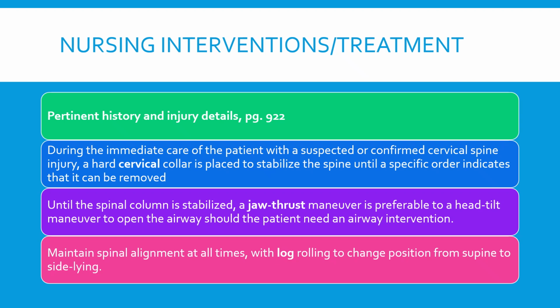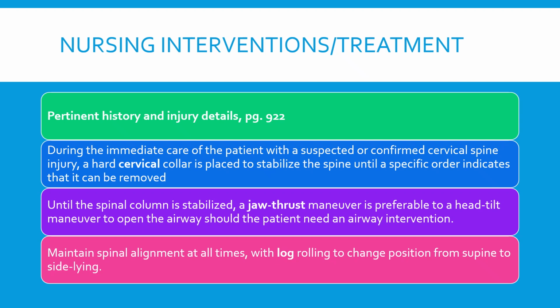What treatment was given at the scene or in the emergency department, such as IV fluids and medications? What's their medical history? Do they have a history of osteoporosis, arthritis of the spine, congenital deformities, cancer, any previous injury or surgery of the neck and back? And are they having any respiratory problems?